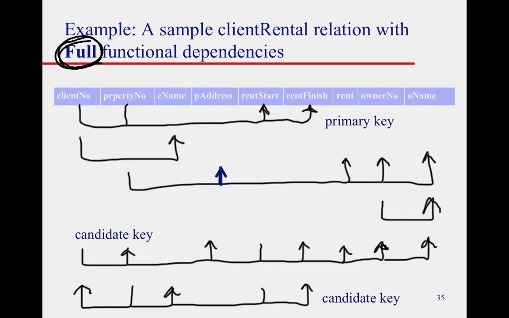If you start to look at it, you would see that the client number and the property number uniquely determine everything. They actually uniquely determine the client name, the property address, the rent start, the rent finish, the rent, the owner number, and the owner name.